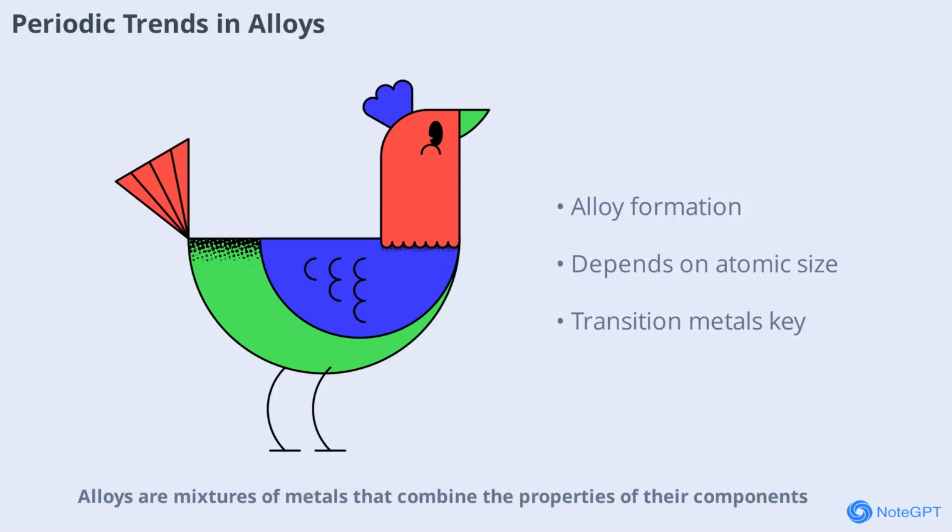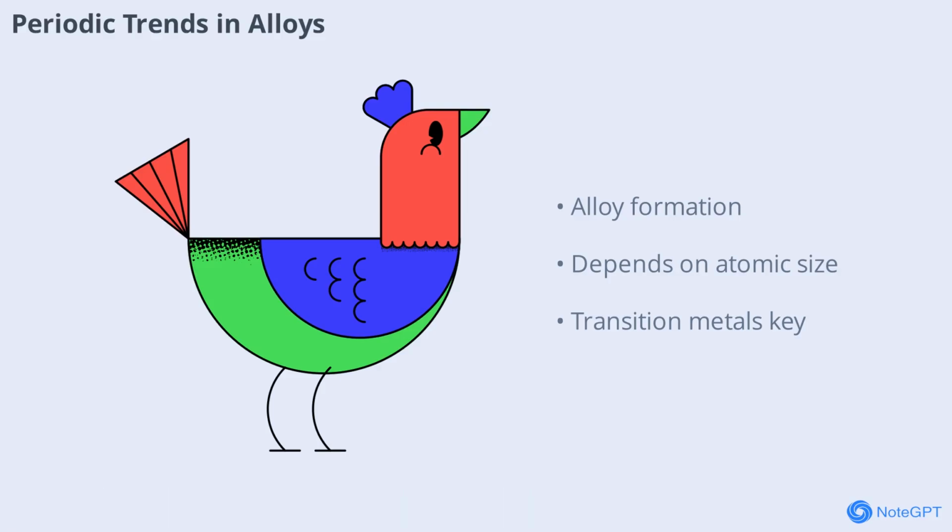Alloys are mixtures of metals that combine the properties of their components. The ability to form alloys depends on atomic size and electronic structure, both of which follow periodic trends. Transition metals are especially important in alloy formation, leading to materials with enhanced strength and durability.